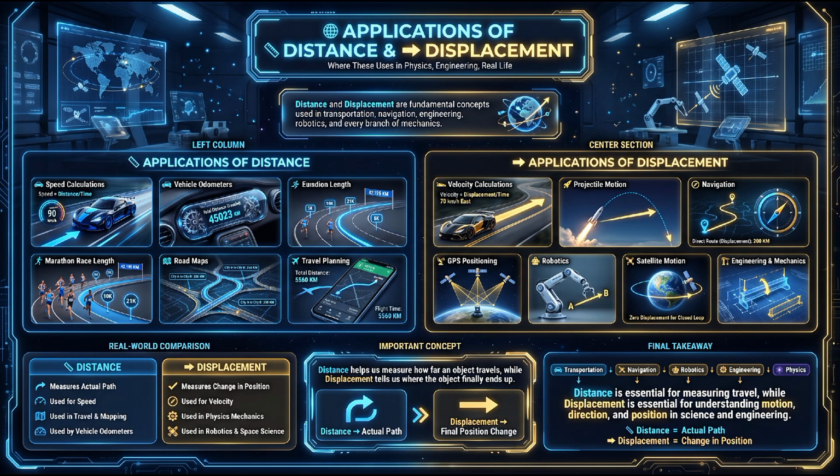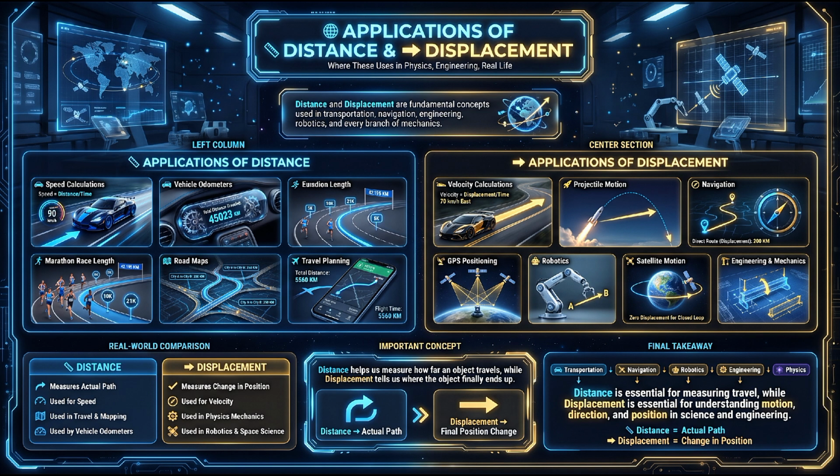Velocity is defined as displacement divided by time, not distance divided by time. For example, if a car travels 70 meters east in 1 second, its velocity is 70 meters per second east. The direction is an essential part of the answer because velocity is a vector quantity.